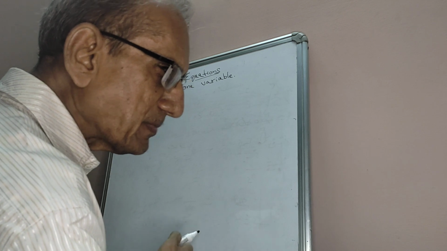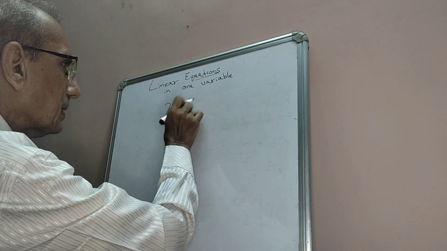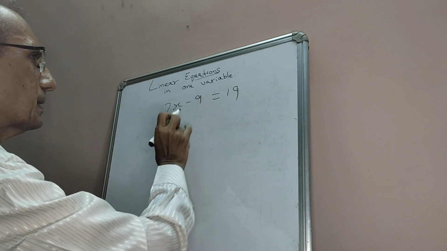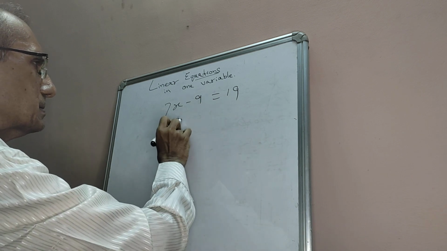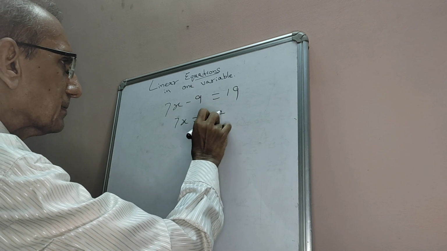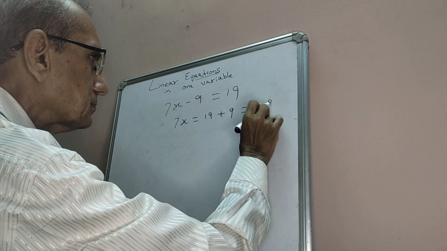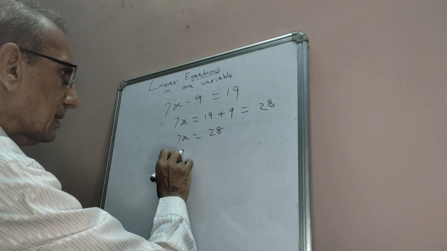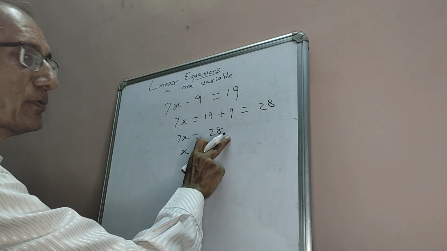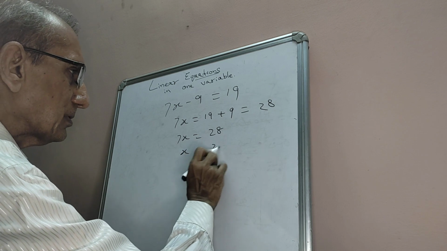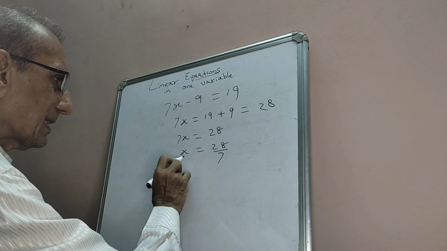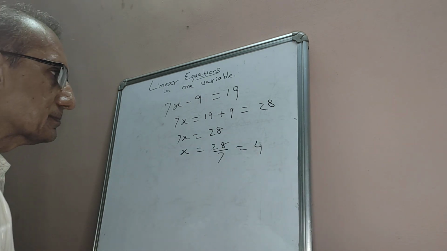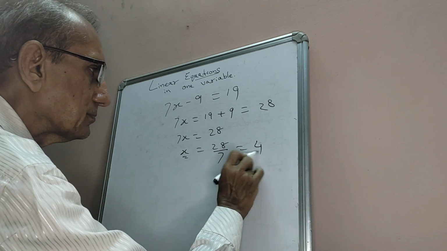We'll take one more simple equation. 7x minus 9 is equal to 19. Okay. Now 7x is equal to 19 plus 9. 28. And 7x is equal to 28. Dividing both sides by 7. If I divide both sides by 7, what do I get? X is equal to 28 by 7. Because 7 by 7 get cancelled, okay? This will be 4. Right?